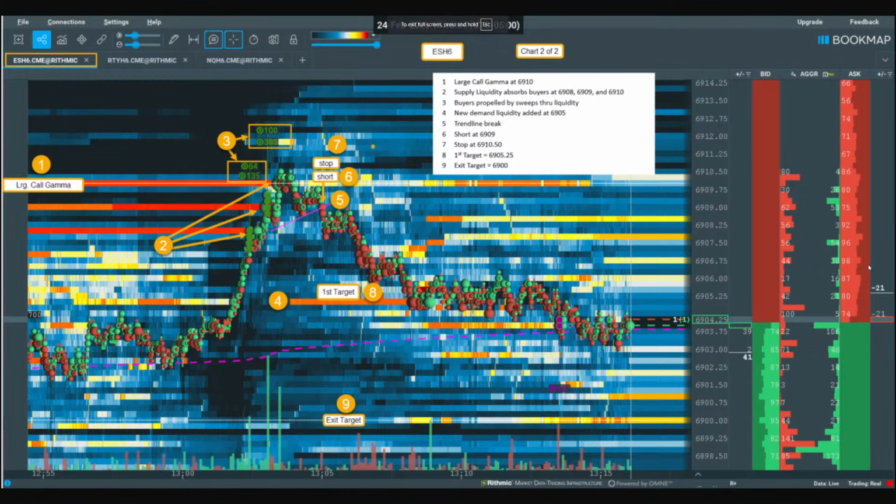But I guess one last point to make with this is that while it may look aggressive, without number 4, without that new liquidity coming in at 69.05, this trade doesn't happen.